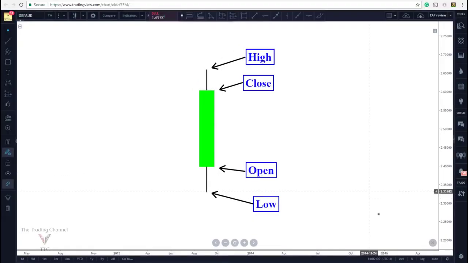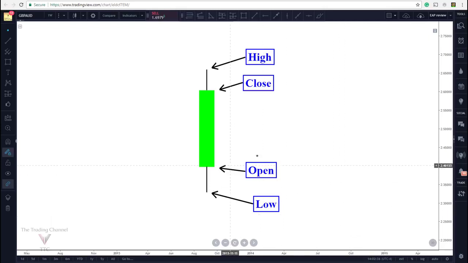Alright traders, so we're going to go ahead and quickly go over the anatomy of the candlestick, and then directly after that we'll talk more about what it actually represents and how we can use these candlestick charts to determine market direction. So let's go ahead and talk about the candlestick that you see on your screen. Each candlestick is going to have 4 main points.